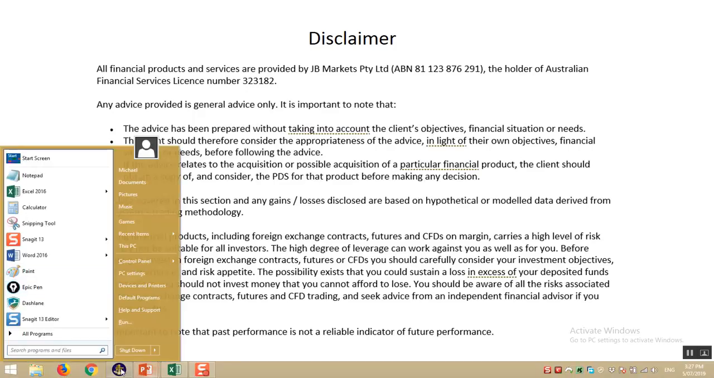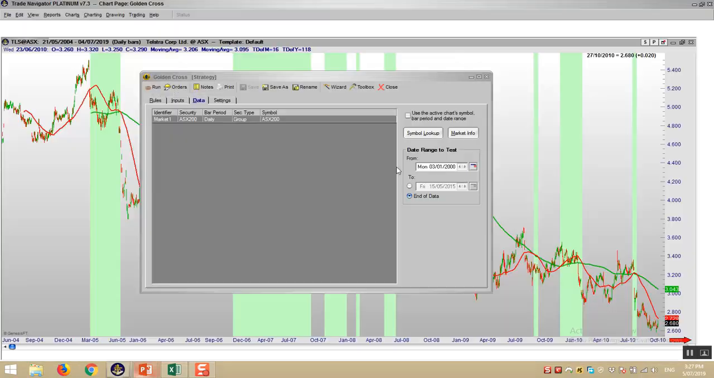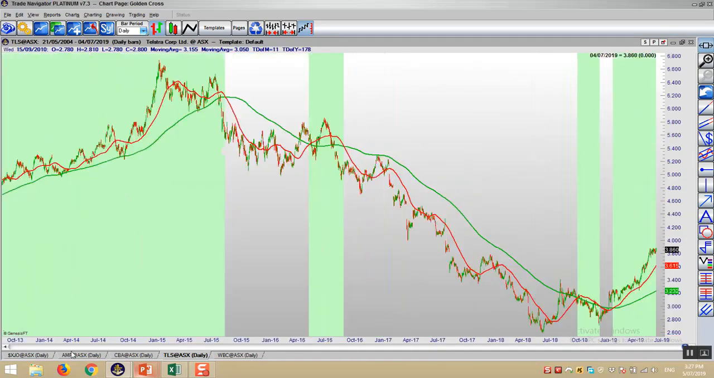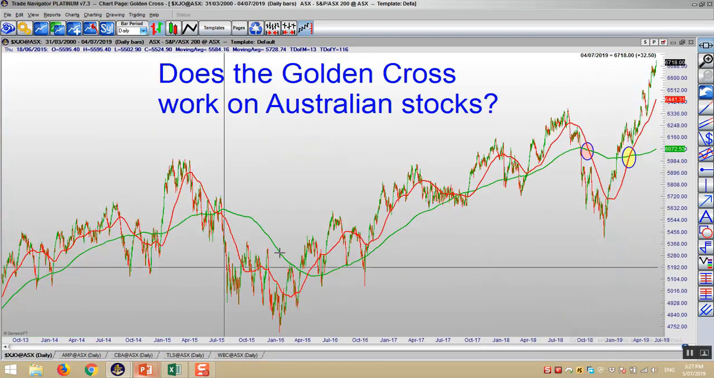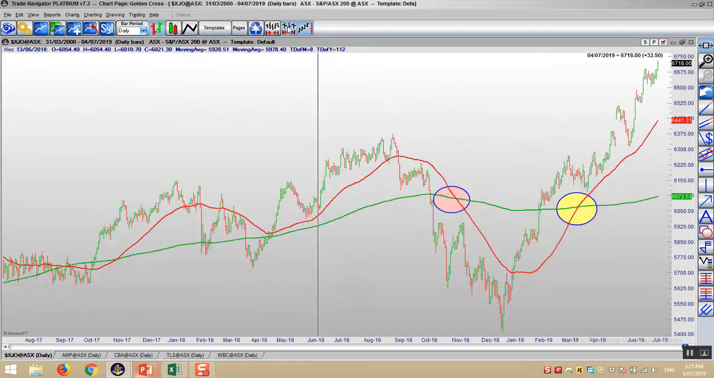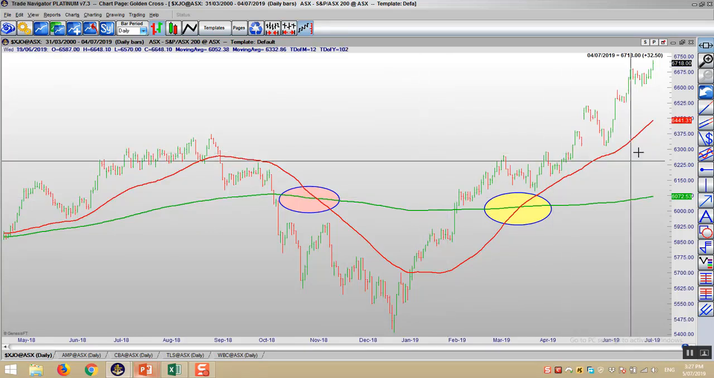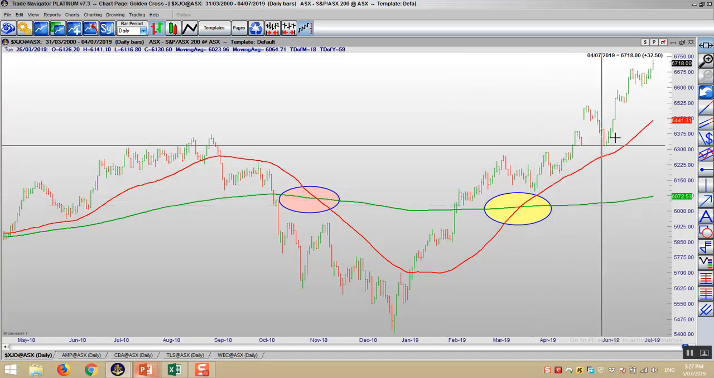Now, before we can answer that question, we just need to define what the golden cross is for those who are new to using these indicators or technical analysis for that matter. What you're seeing on the chart here is the XJO, the ASX 200 index. For those who are not familiar with the golden cross, it's simply a moving average.